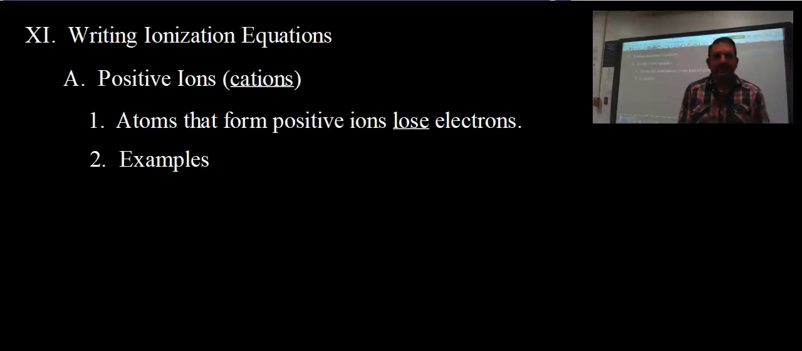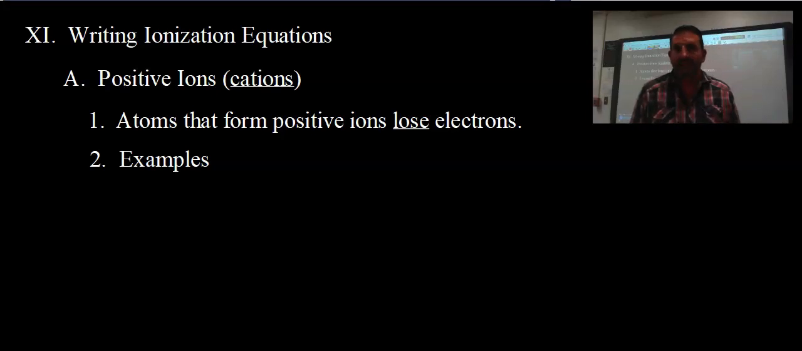All right, since we've already gone over ionization equations, I'm going to have you do some on your own instead of me doing them for you. Let's start off with positive ions or cations. Remember, when atoms lose electrons, they form cations. So let me give you a couple. Go ahead and pause the video after I list these, and then we'll compare answers.